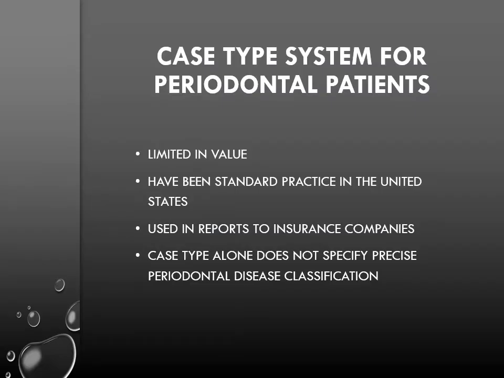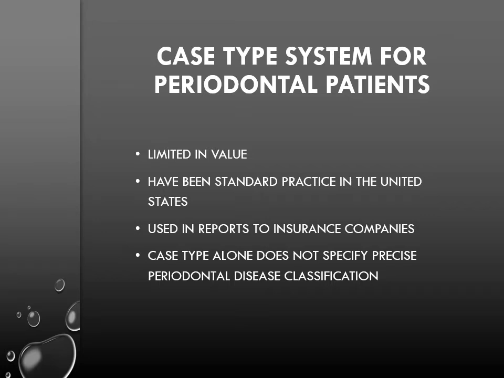So the case type system for periodontal patients is going to be limited in value. Here we're talking about the old case types. This is on page 191 in your book. Because they didn't allow for a lot of nuance in the way that we classified patients, it's limited. However, some insurances will still need you to put this type of verbiage into things, so it's a good idea to have an idea of what this is, but it's not the best method. So it's limited in value, and it has been standard practice in the United States for many years now.